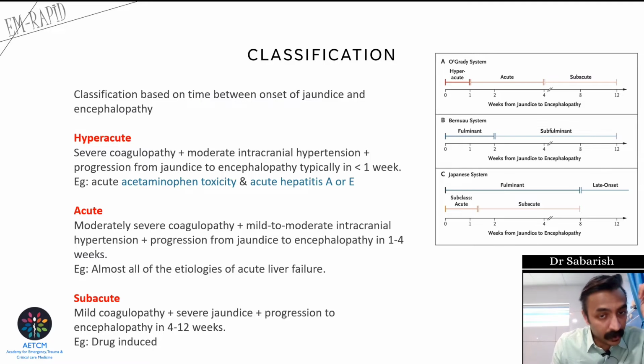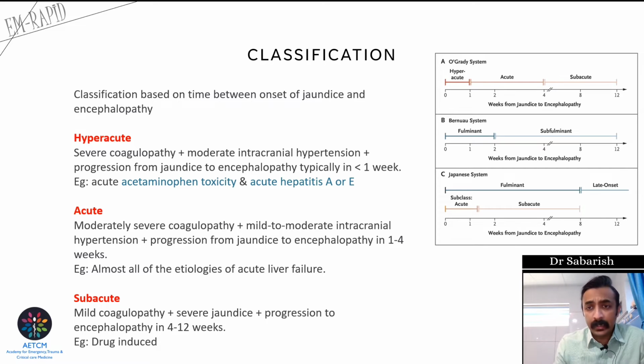Then we have the acute, where again there is moderately severe coagulopathy, mild to moderate intracranial hypertension, and progression of jaundice to encephalopathy in 1 to 4 weeks. And subacute is where there will usually be mild coagulopathy plus severe jaundice, and progression of encephalopathy happens in the period of 4 to 12 weeks. One of the commonest reasons for subacute ALF is drug-induced injury, while in acute, most commonly any etiology can present. Hyperacute, most of the literature says, happens mostly with acetaminophen or paracetamol toxicity and acute hepatitis A and E.